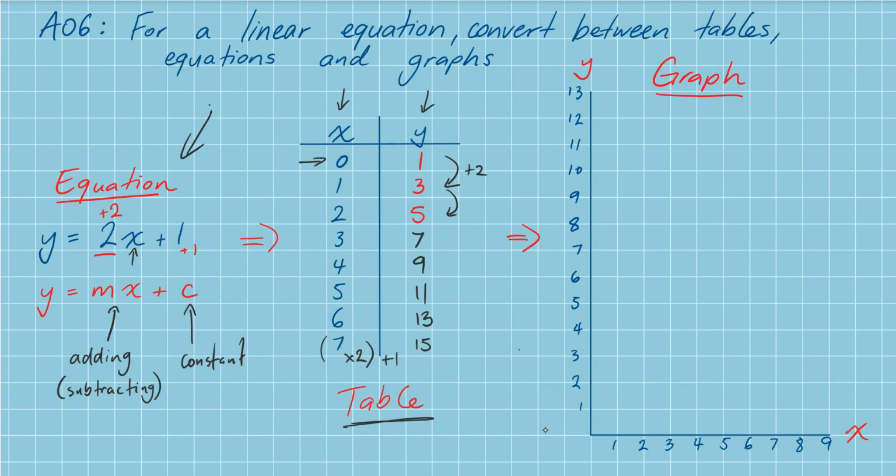So let's put our first value in here. We're looking at x equals 0, y equals 1. So we're going to go about here. Okay, our next one is x is 1, y is 3. Okay, x is 2, y is 5, x is 3, y is 7, and so on and so forth.